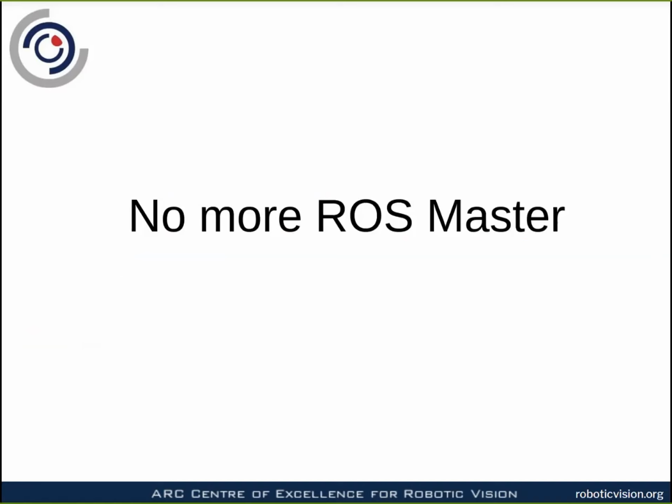One nice thing about the choice of DDS is that there is no longer a ROS master. So DDS uses magic. I'm going to call it magic. When a DDS node comes up and other DDS nodes come up, they will find each other independently over the network without needing a single service in the middle that helps facilitate that communication.